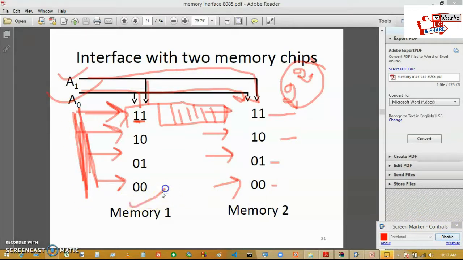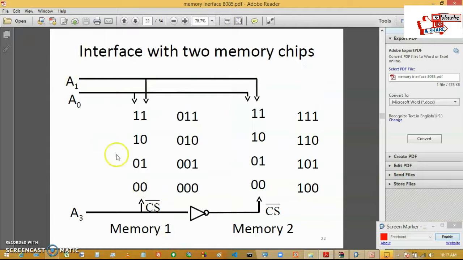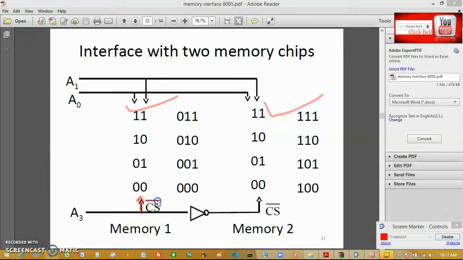Suppose there are 2 chips. How can we identify which chip is to be selected at a time? That is identified by the chip select line. You have seen that A1 and A0 are connected to both the chips. This is CS bar, and a NOT gate is connected, so whenever this chip is selected, the other chip will not be selected. Now the address will be 011, 010, 001, 000. That means with the chip select line at 0, we identify this chip, and with the chip select line at 1, we identify the other chip.